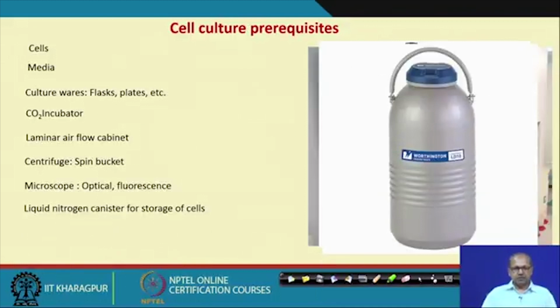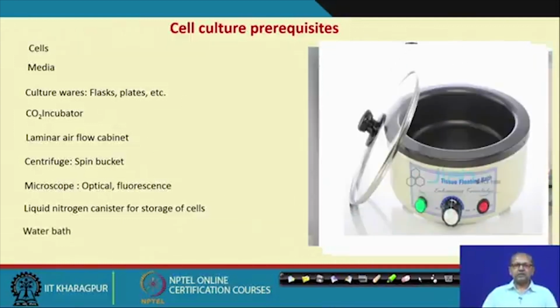Then the liquid nitrogen canister, which is used for storage of the cells, because we have to store the cells after culturing and then revive them for the next set of experiments. And a water bath, which is just to thaw the cells after taking them from the liquid nitrogen canister, and at the same time, if we want to bring the culture media to room temperature, we have to put it in a water bath.